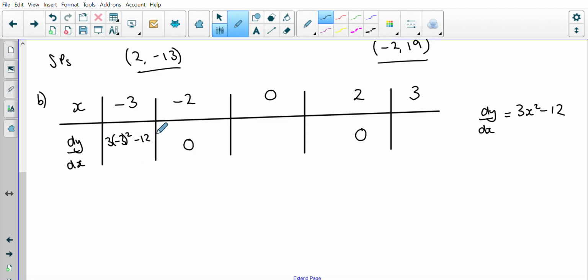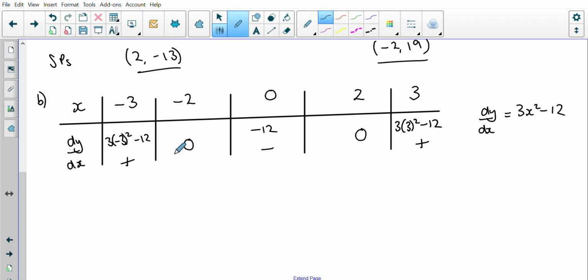all we really are trying to work out here is whether the gradient is positive or negative. And I can see here that I'm going to get 3 times 9 minus 12, so that's going to be a positive gradient. When x is 0, if we substitute in 0, the gradient is going to be minus 12. So there I get a negative gradient. And when x is 3, if we substitute in 3, again we can see we're going to get a positive gradient.